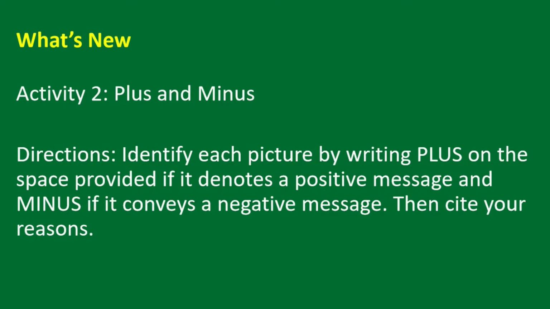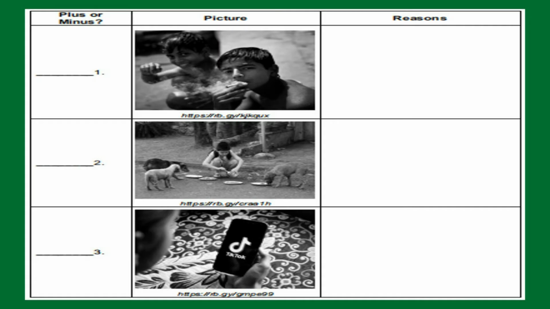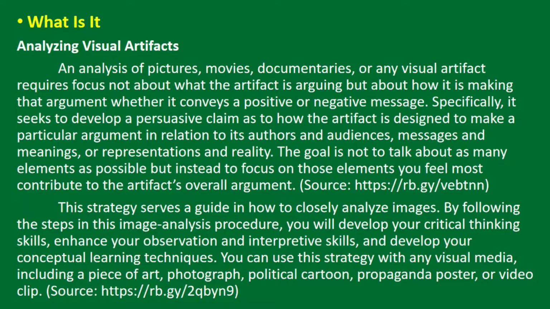This time, let us have Activity 2, Plus and Minus. Identify each picture by writing plus on the space provided if it denotes a positive message and minus if it conveys a negative message. Then cite your reasons. And here is your activity. Are you done, learners? Okay, so let's continue.